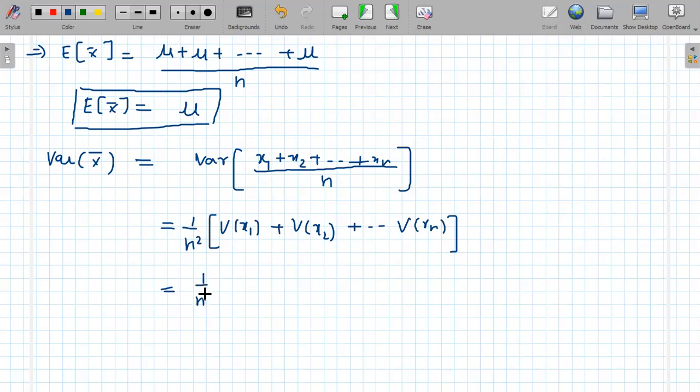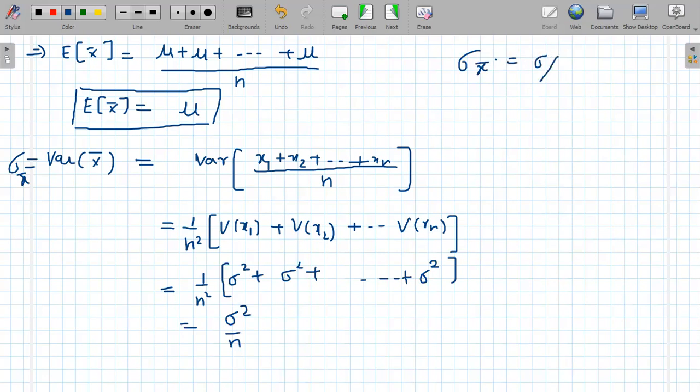Variance of x1 is sigma square because this x1 is coming from the population whose variance is sigma square, so the variable also has variance equal to sigma square, sigma square, sigma square. This sigma square is getting added n times, so this is sigma square divided by n, or you can say that sigma x bar is equal to sigma by root n. This is sigma square. And here the notation is mu x bar.